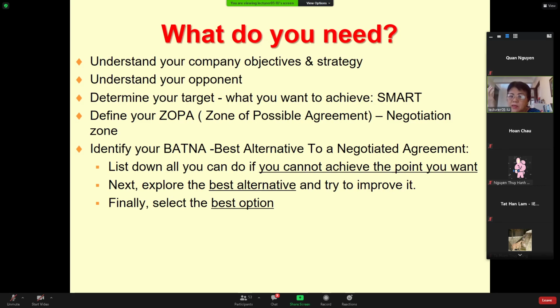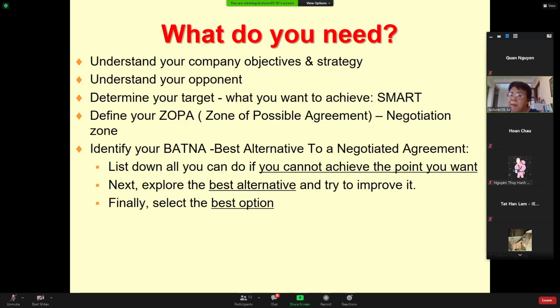What is the ZOPA? Have you heard the term ZOPA? ZOPA stands for Zone of Possible Agreement. That is the negotiation zone, where you can move around in a negotiation.